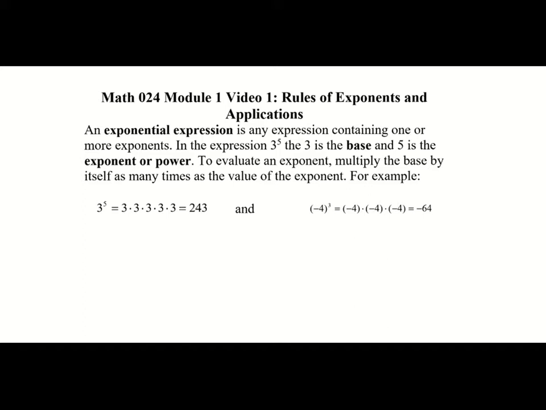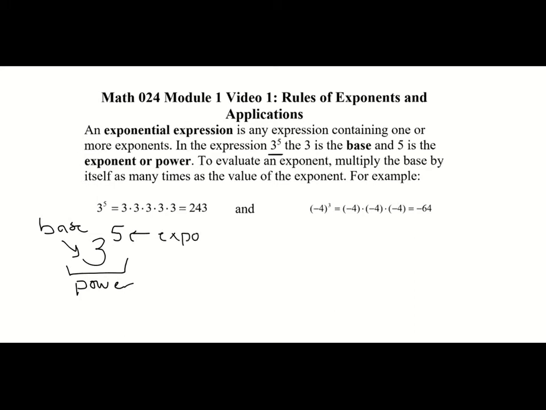An exponential expression is any expression containing one or more exponents. For instance, in the following expression here, 3 is the base and 5 is the exponent. The whole thing together, like 3 to the 5th power, is called a power. And again, the power is made up of a base. And I always remember the base is the big number because B for big goes with base. And then the 5 is the exponent.